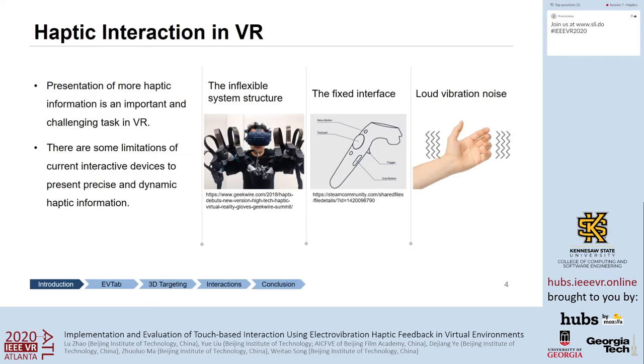Presentation of more haptic information to improve the user's interactive capability is an important and challenging task in the virtual environment. Certain interactive devices of the current VR systems are able to provide haptic feedback. However, there are some limitations of these devices, like the inflexible system structure, the fixed interface, and loud vibration noise.